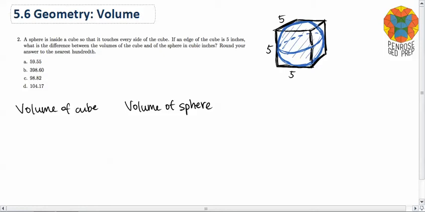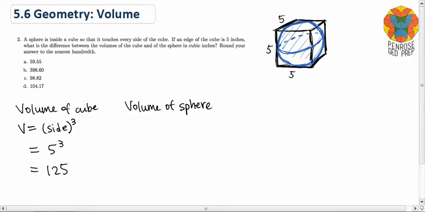Refer to the formula or equations sheet to find the formula for the volume of a cube. You should find that the volume equals the side cubed. We are told in the problem that an edge of the cube is 5 inches. So this is the measure of the side, and in a cube all sides have the same measure. So we can write 5 in for the side. 5 cubed is the same thing as 5 times 5 times 5, which is 125. So now we have the volume of the cube.